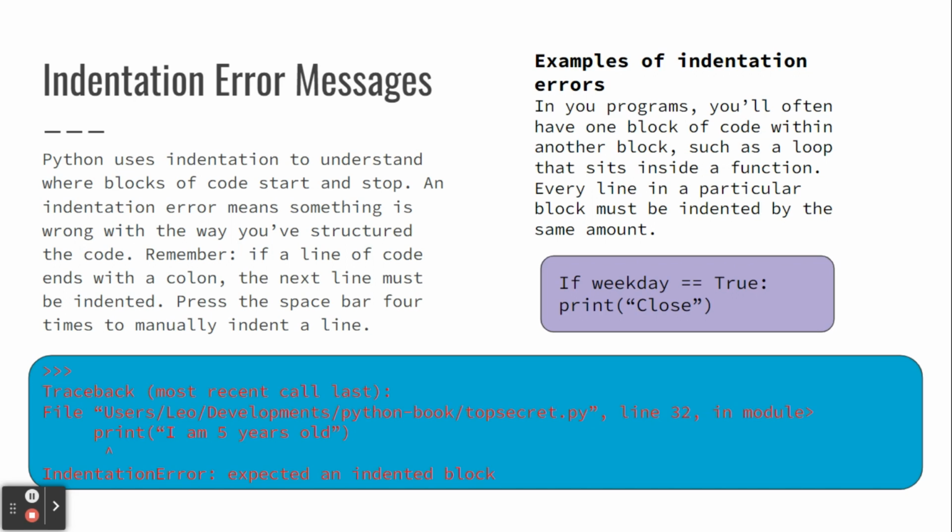In our program, we usually have one block of code within another block, such as a loop that sits inside a function. Every line in a particular block must be indented by the same amount. So in this case, we wrote if we get equals true, print close, but our print function isn't indented properly. So Python will give us an indentation error, expected an indented block.